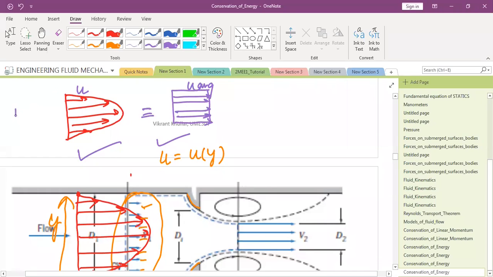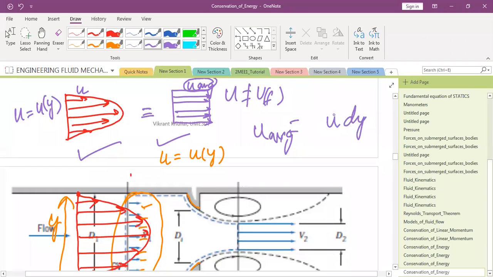Here velocity is a function of y. Here velocity is not a function of y, and I have written instead U average. So U average का formula क्या होना चाहिए? By common sense, what should be the U average formula? U dy, 2 times, bottom 0 to h, मान लीजिए ये h है, upon h.